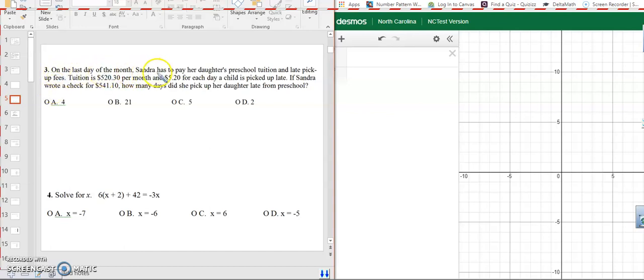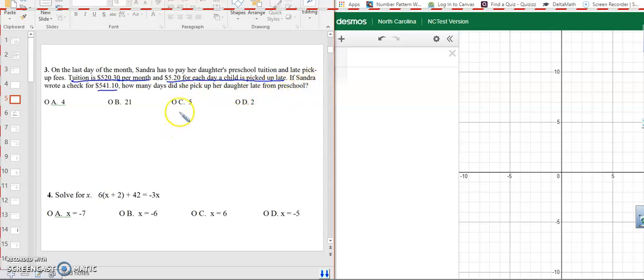On the last day of the month, Sarah has to pay her daughter's preschool tuition and late pickup fees. Tuition, that's going to be important, is $520.30 per month. Okay, so that's every month she pays that. And $5.20 for every day a child is picked up late. Okay. Sarah wrote a check for $541.10. How many days did she pick her daughter up late for preschool?